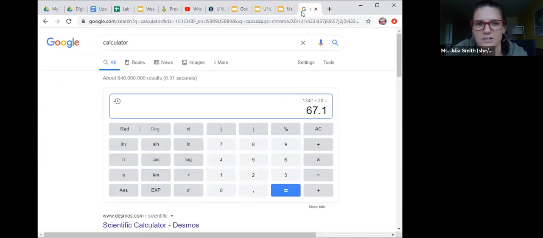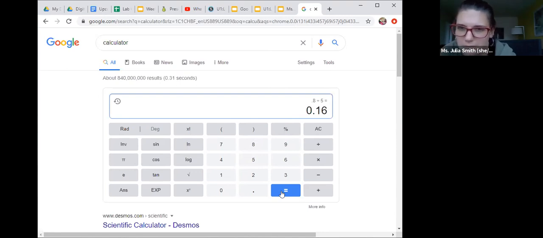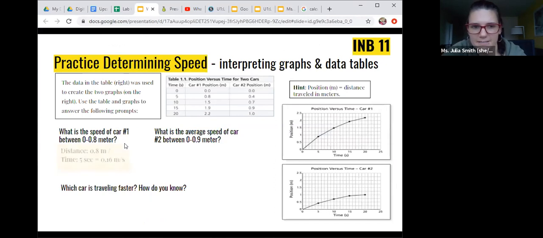So I'm going to go back to my calculator, clear this, and enter 0.8 as my distance. So 0.8 of a meter divided by 5 seconds. And I get this fraction, which makes sense because I'm dividing a fraction by a whole number. So I have 1/1600ths of a meter per second. My distance is 0.8 of a meter, my time is 5 seconds, so I end up with 1/1600ths of a meter per second.